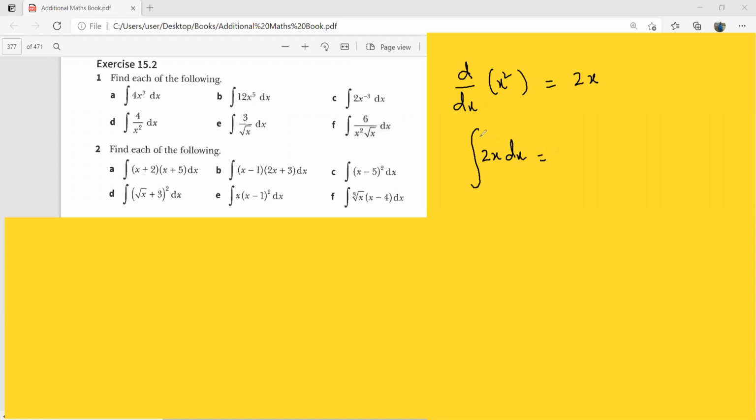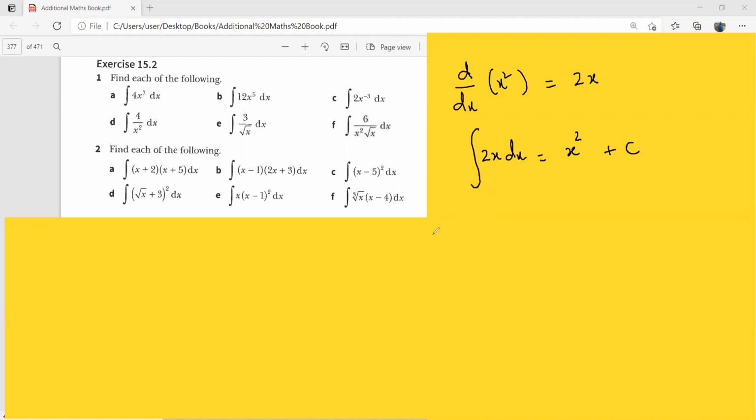So this integration sign means the integral of 2x, and dx means with respect to x, okay? So this will be equal to x square, and we have to write a plus c with this. I'll tell you why we write this plus c later, okay?